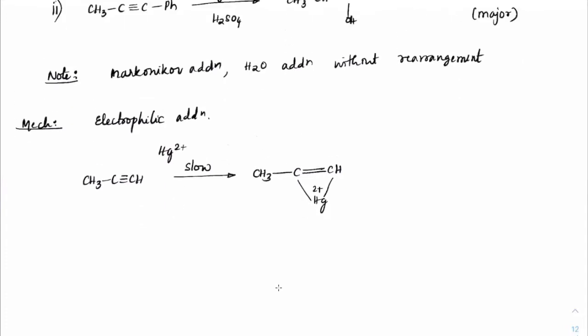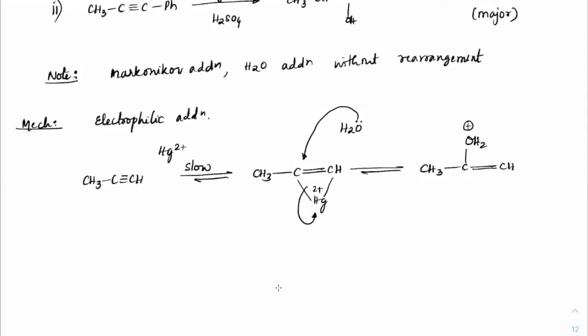Then H2O will attack from the opposite side and always attacks on the more substituted side. This we have learned in OMDM also. So as it attacks, this bond will break towards mercury. So we will get CH3, and I'll keep writing the equilibrium part because it is all driven on both sides. So H2O will attack here, bond will break. So we'll get CH3, C, OH2+ with double bond CH and Hg+. So this is what we have got so far.